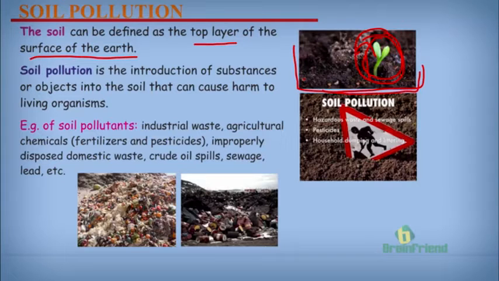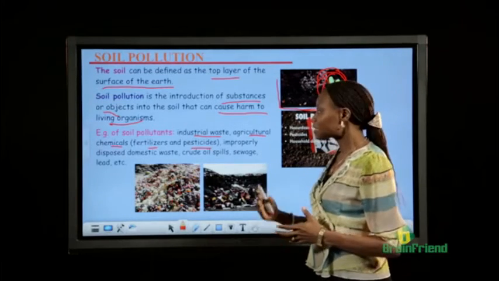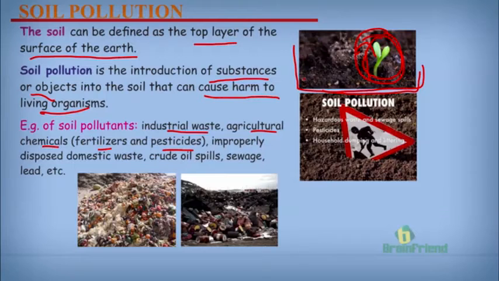Soil pollution is the introduction of substances or objects into the soil that can cause harm to living organisms. These substances include industrial waste, agricultural chemicals like fertilizers and pesticides. Fertilizers, when applied to the soil, if applied in excess, instead of helping the soil, begin to pollute the soil. Our pesticides also. We can also see improperly disposed domestic waste affecting our soil. Crude oil spills, sewage, lead, etc.